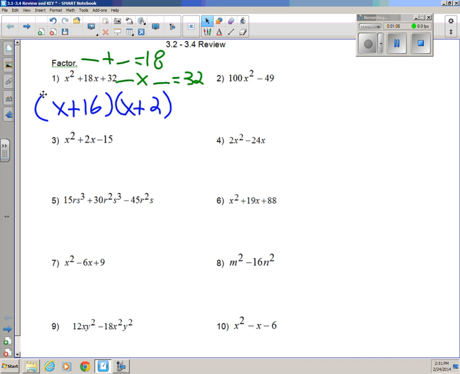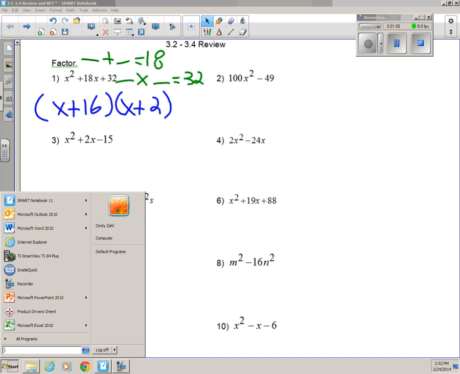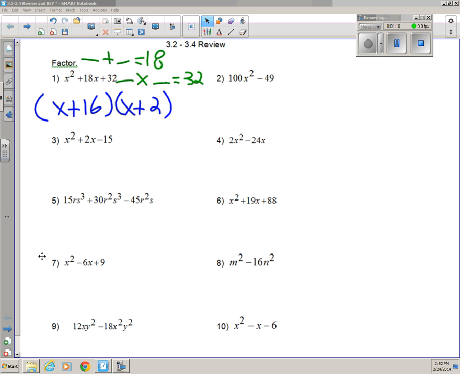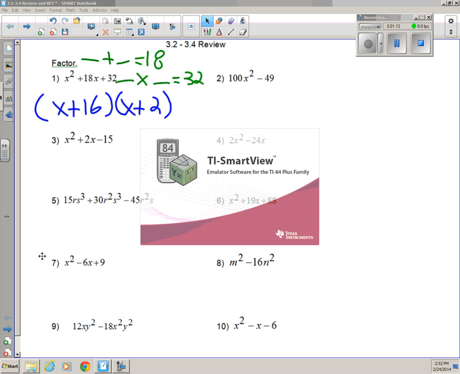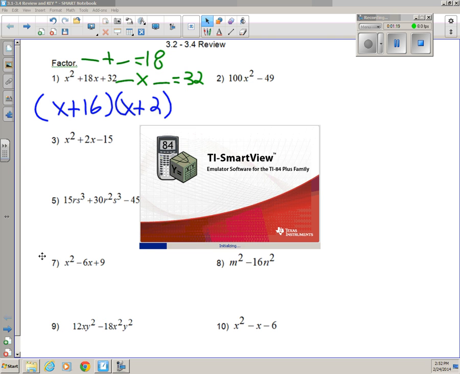You can also use your calculator. Don't forget that the calculator you can use as well. And on the calculator, all you would have to do is go to your y equals button and find out what are the factors of 32. If you realize that they both have to be positive because it adds to a positive as well as multiplying to a positive, then you're only going to look at the positive values.